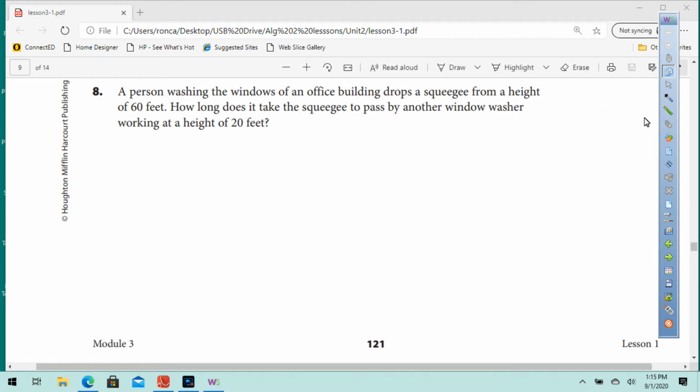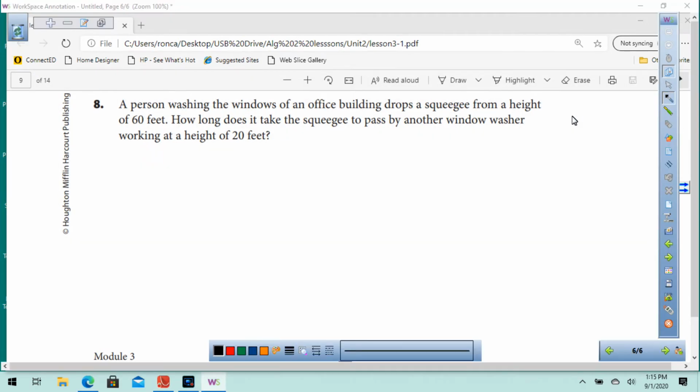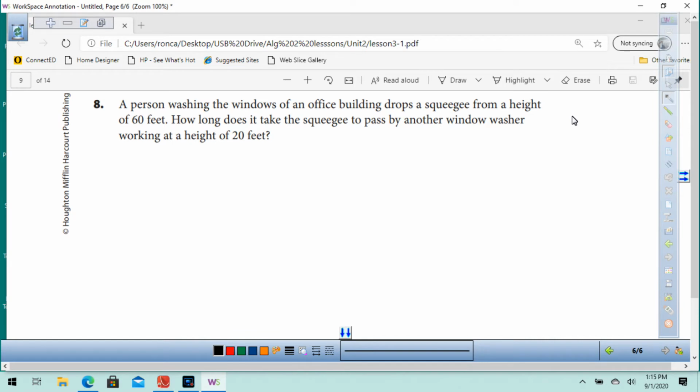A person washing the windows of an office building drops a squeegee from a height of 60 feet. How long does it take the squeegee to pass by another window washer working at a height of 40 feet?